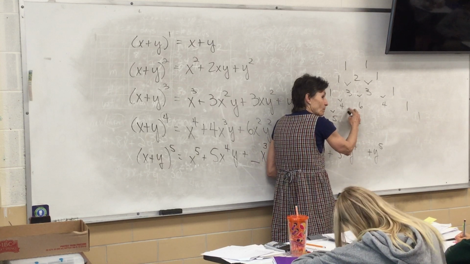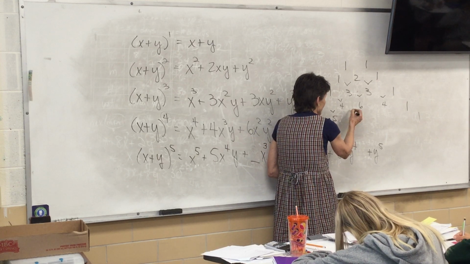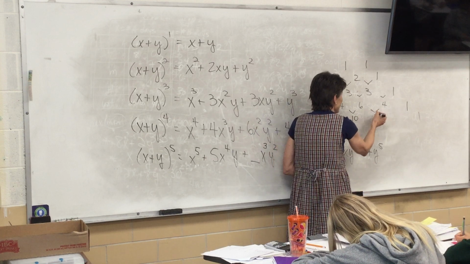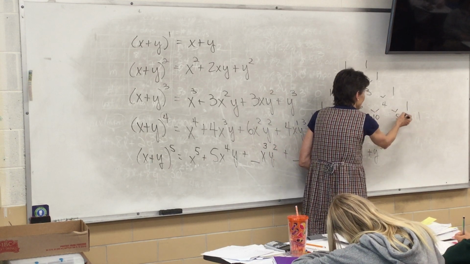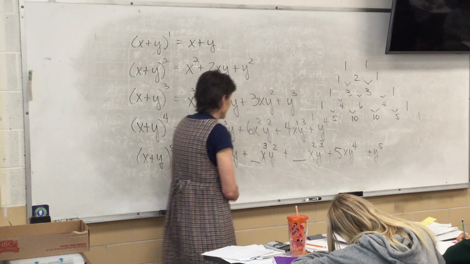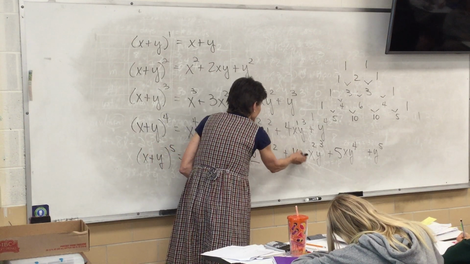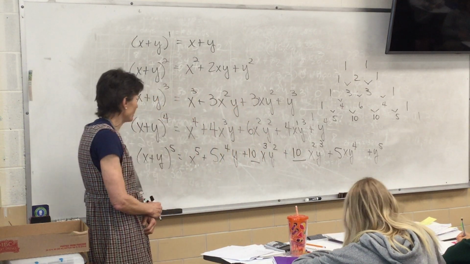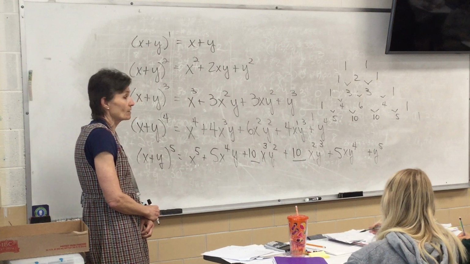What's that missing number that we didn't know? What's that one going to be? It's going to be a 10. The next one's going to be a 10. And then we have a 5 and a 1. So there you go. There is x plus y to the 5th power.